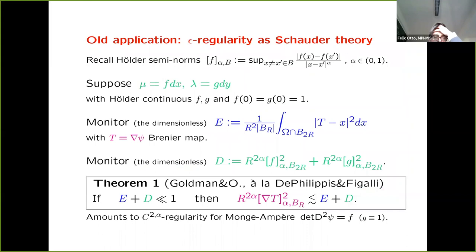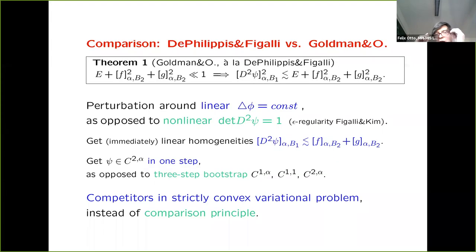Okay, so what can be obtained from here? We essentially recover the result by De Filippis and Figalli on the epsilon regularity. In the sense I used it before, if our local transportation distance and the local size of the data, in the sense of Hölder norms of the densities f and g, fall below a certain threshold, then we get C2,alpha regularity for the potential, or C1,alpha regularity for the optimal map, in the form of the scale invariant linear estimate. I have it on the next slide again, so don't be afraid if I pass to the next slide, because I want to contrast the differences in the approach a little bit.